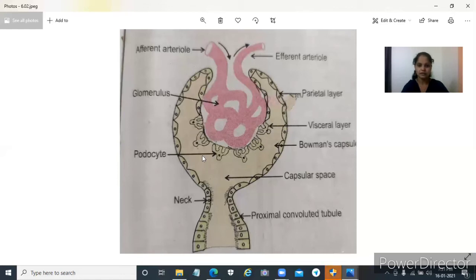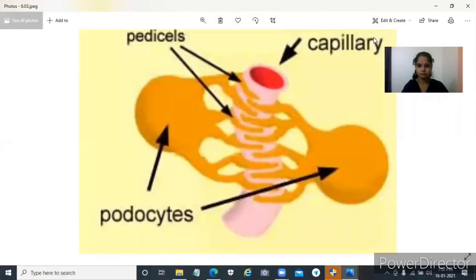Now the podocyte. Look at this structure. These are the podocytes. These are a special type of cells. Look at the structure of the podocyte cell. These podocyte cells have a foot-like structure, you can see the structure like a foot. These are the podocyte cells having pedicels, the foot-like structure. The structure that looks like a foot shape is called a pedicel.